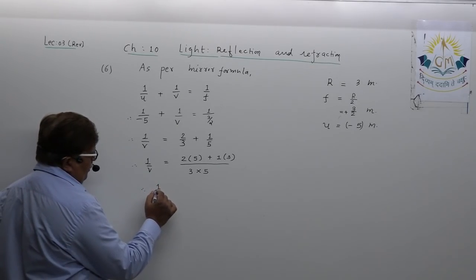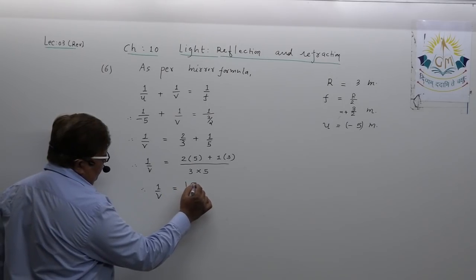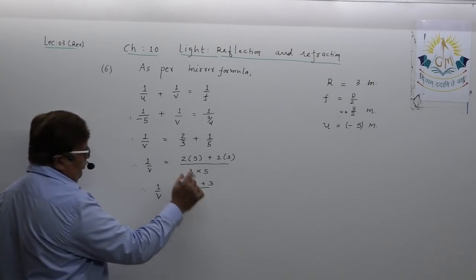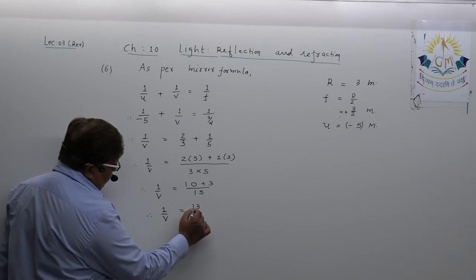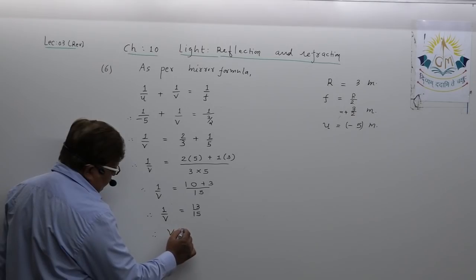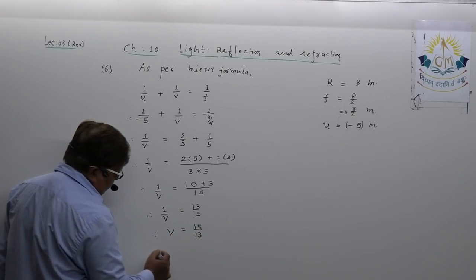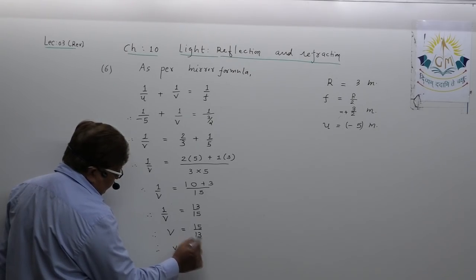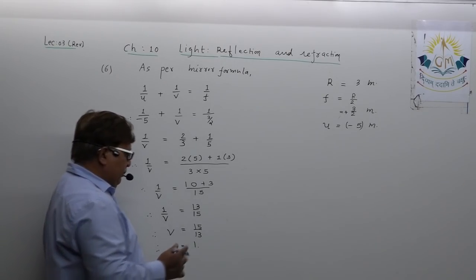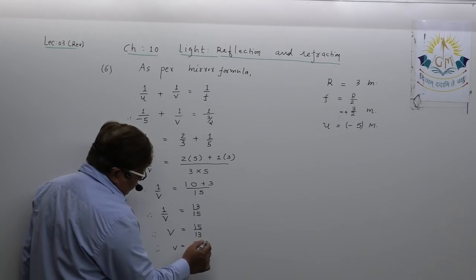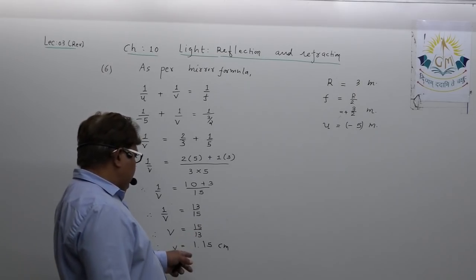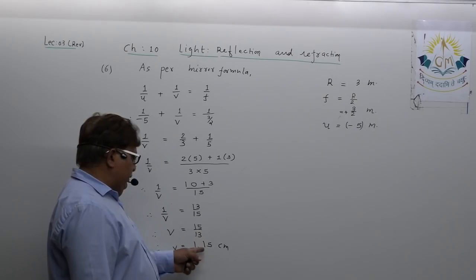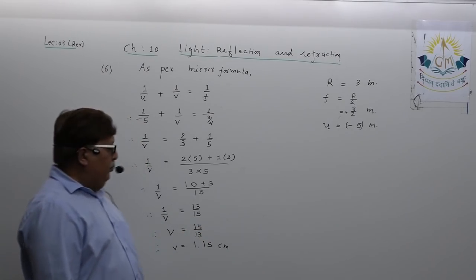Therefore, 1 upon v equals 10 plus 3 upon 15. So, 1 upon v equals 13 upon 15. Just reciprocalize, 15 upon 13. Just divide: 13 ones are 13, 2 left. Then 13 ones are 13, 7 left. 13 threes are 39, 13 fours are 52, 13 fives are 65. So v is 1.15 meter.